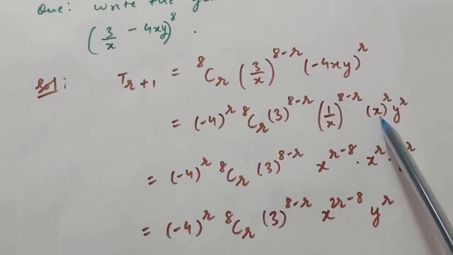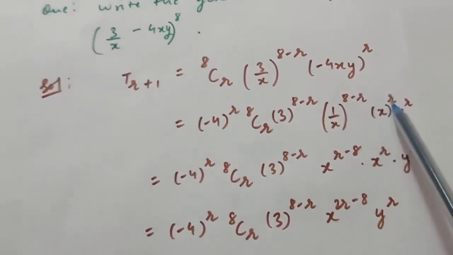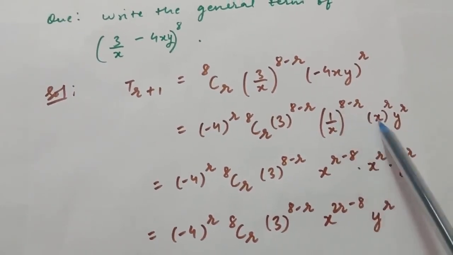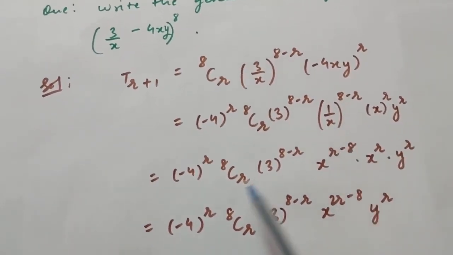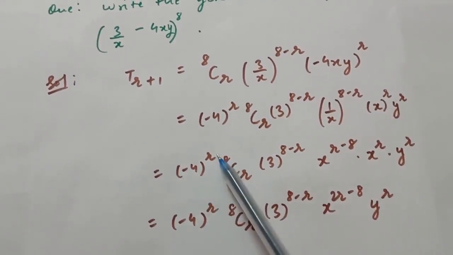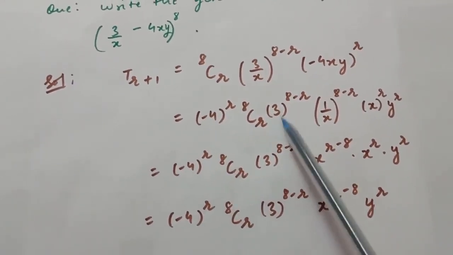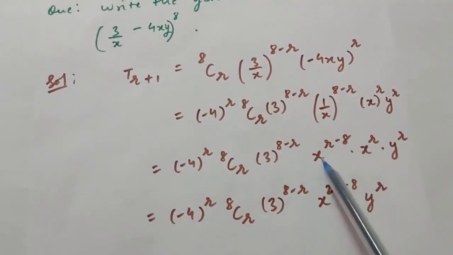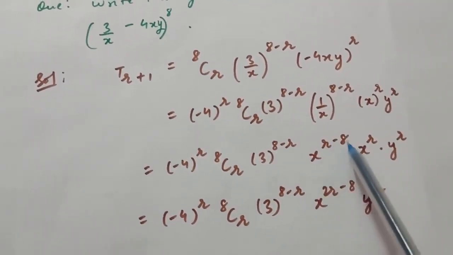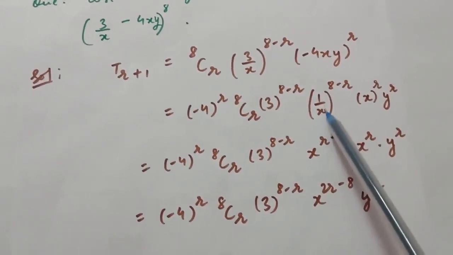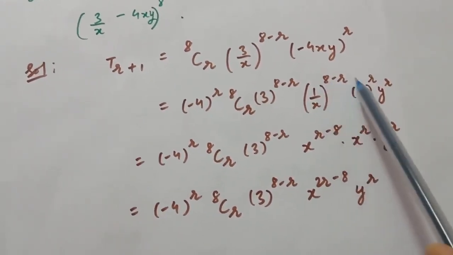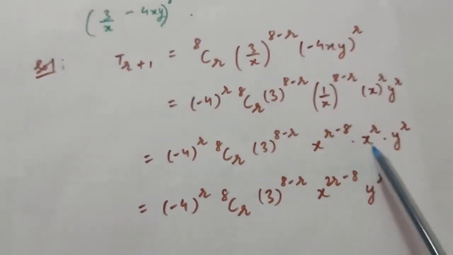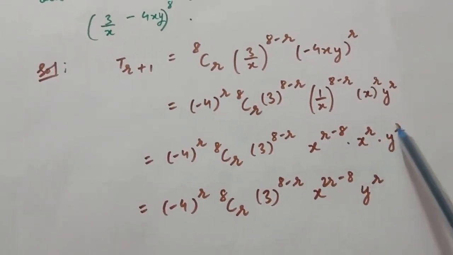Also now we can see here, this is the power of x, this is also some power of x. So we will combine these powers. So you will get minus 4 raised to the power r, 8cr, this also as it is, writing this as x raised to the power r minus 8. Because when you will take x in the numerator, the sign of this changes. So r minus 8 into x raised to the power r, y raised to the power r.